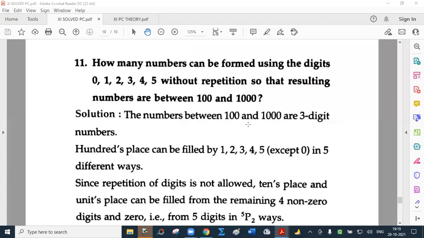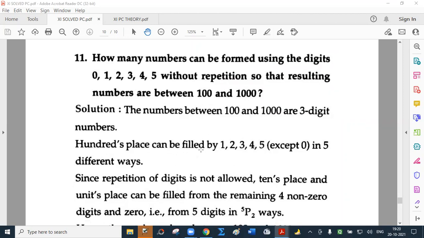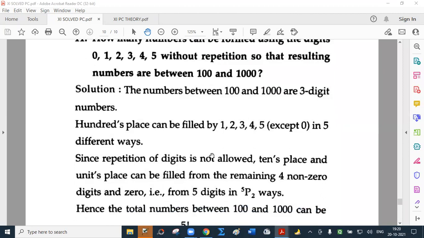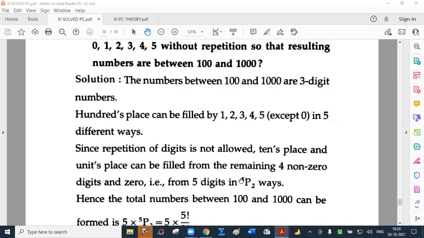11th, how many numbers can be formed using the digits 0, 1, 2, 3, 4, 5 without repetition, so that resulting numbers are between 100 and 1000. The numbers between 100 and 1000 are 3-digit numbers. 100's place can be filled by 1, 2, 3, 4 or 5. 0 cannot occur there. So it can be filled in how many ways? 5 ways. Now repetition of digits is not allowed. So tens place and units place can be filled from the remaining 4 non-zero digits and 0, that is from 5 digits, in how many ways?